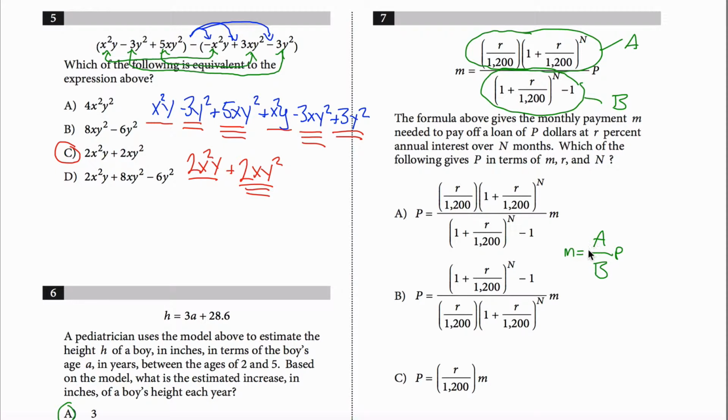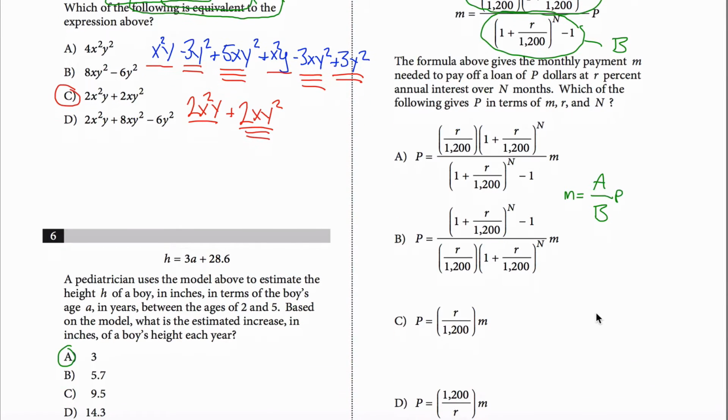M equals A divided by B times P. And what you're asked to do is get the P all by itself. Well, the way I'd get the P all by itself is I'd have to get rid of the B and get rid of the A. Get these over to the other side of the equation.